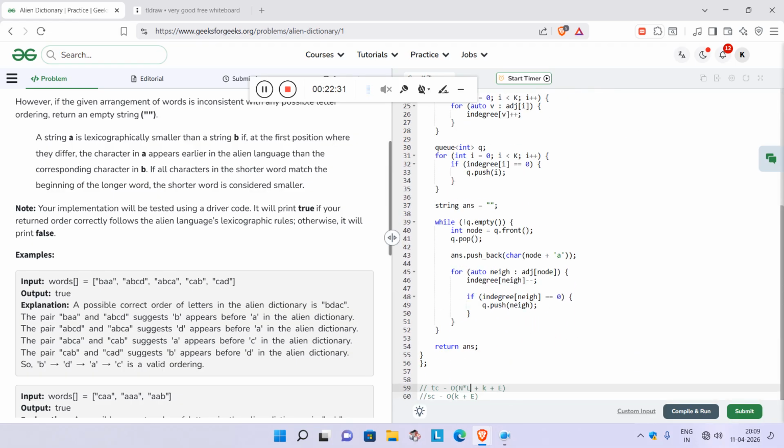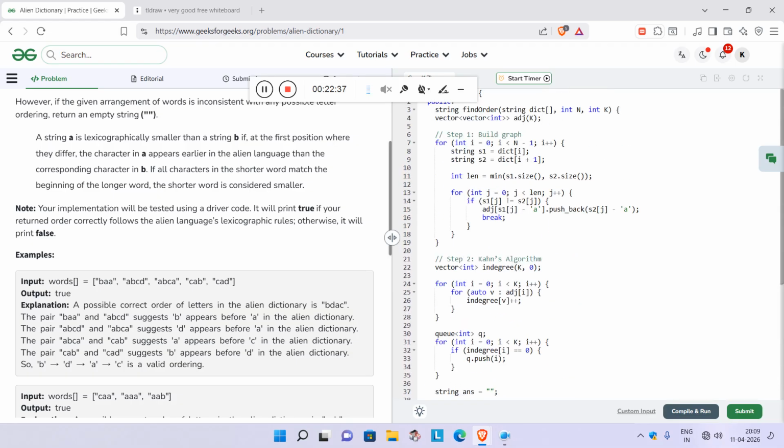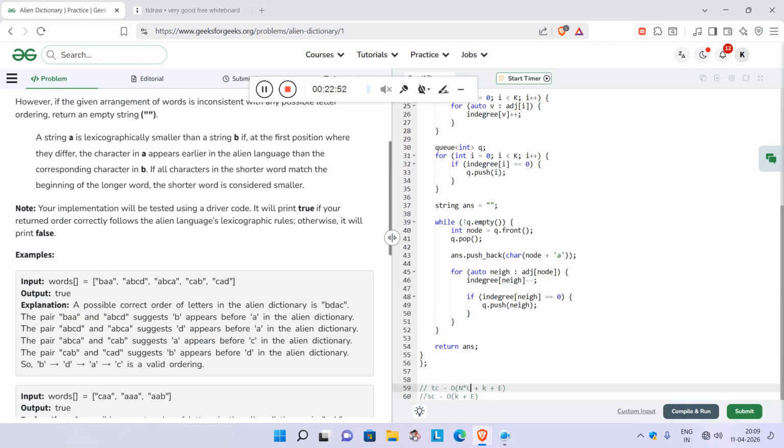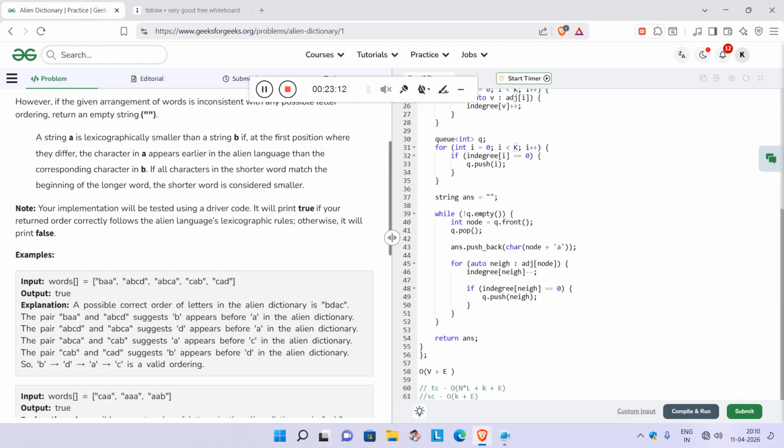Firstly, you know the time complexity for the topo sort, so I skipped that part. Coming to this part, during the building of the graph, we loop with i going from 0 to n, and for each it goes to L, so that's why n into L comes from it. And k is the number of nodes. We know that for simple topological sort the time complexity is O of v plus e, where v is the vertex, but for this question the vertices become k, so it is k plus e.